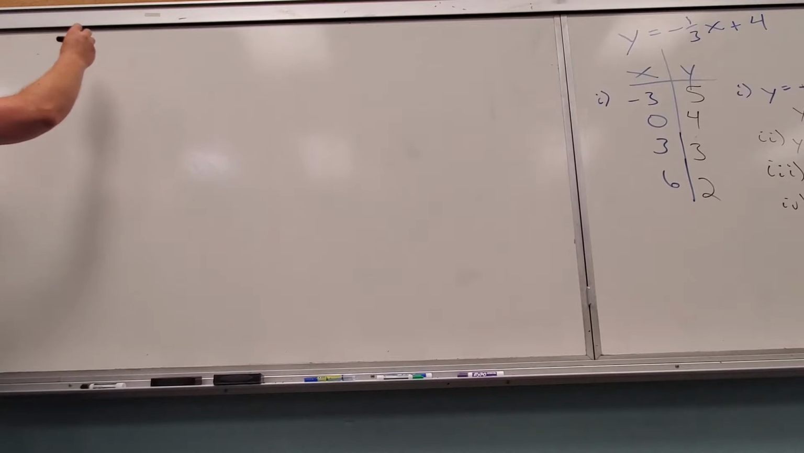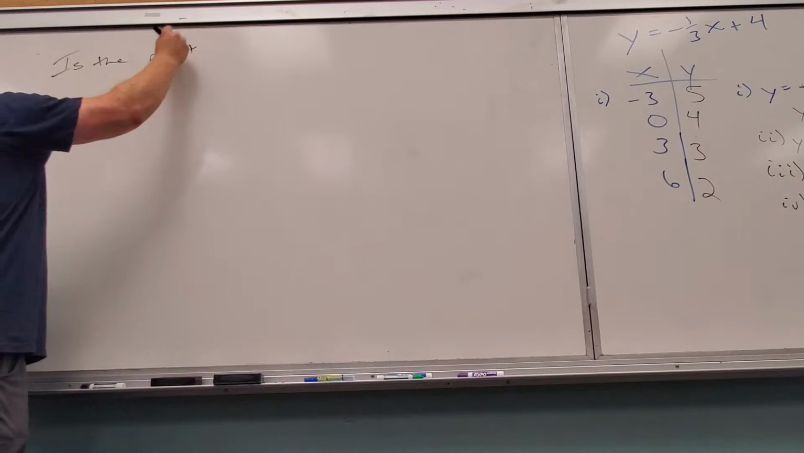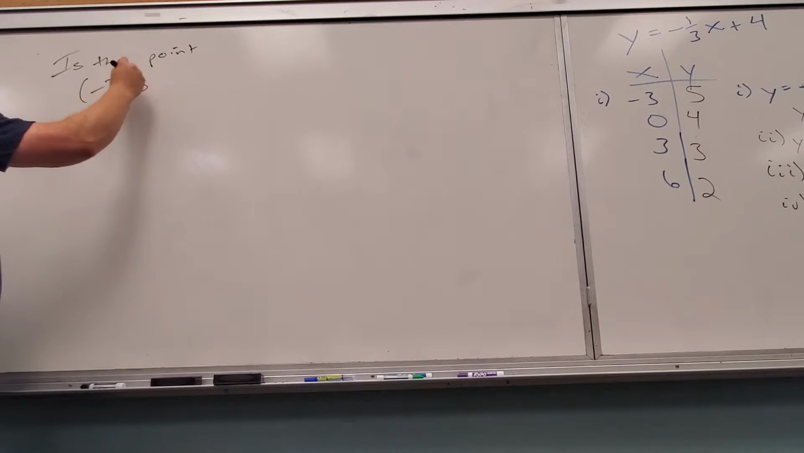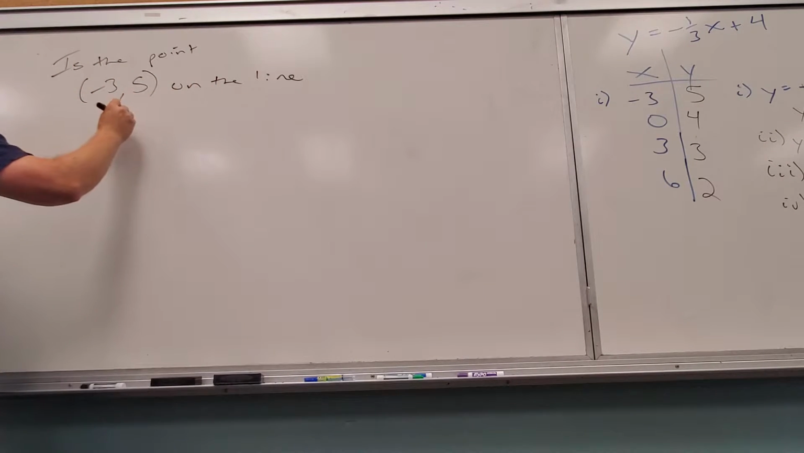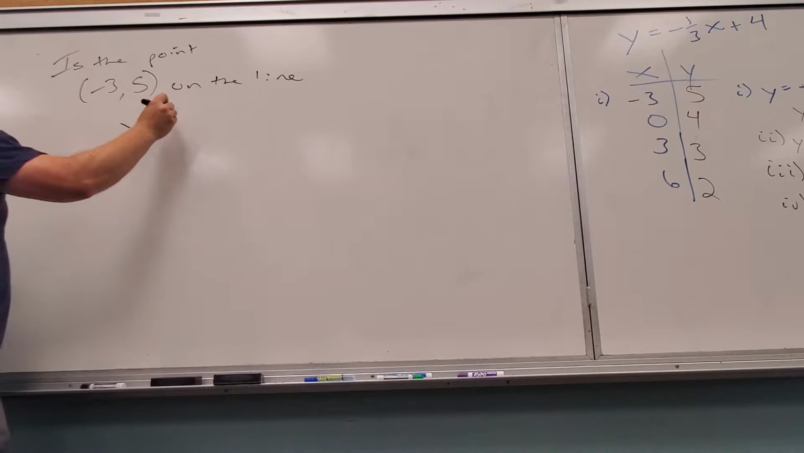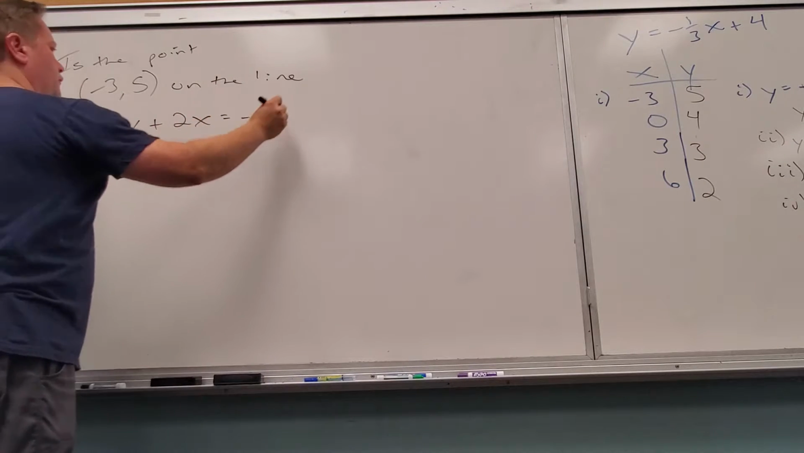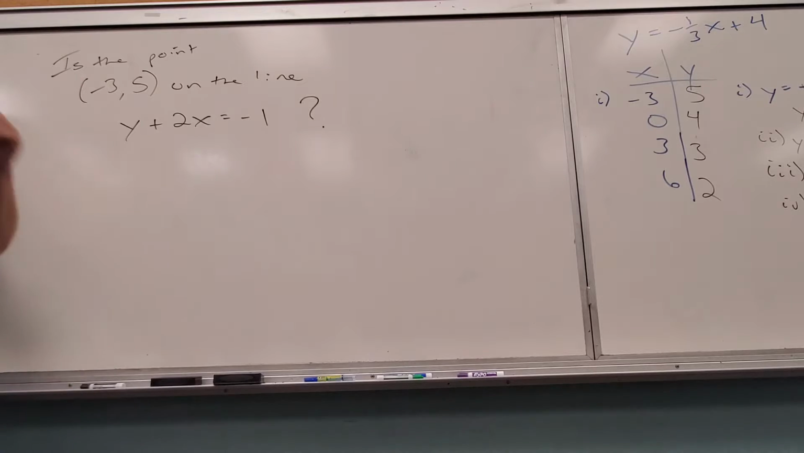So here's one that's kind of backwards. Is the point (-3, 5) on the line y + 2x = -1? Do you have to graph the line and see where the point is and all that kind of stuff? Do you see a better way to do this?